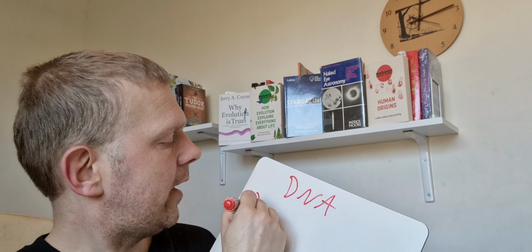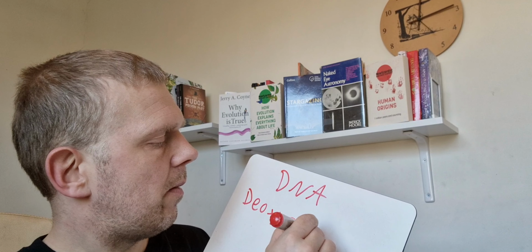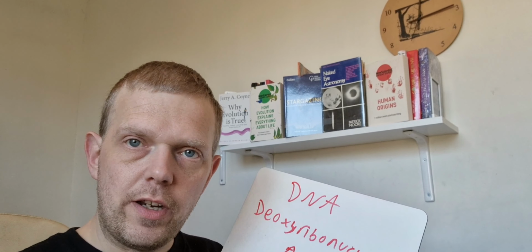Today I'm going to talk about something that the people who initially came up with the idea of evolution knew nothing about, and that is DNA. So what is DNA? DNA stands for deoxyribonucleic acid, and it's a molecule that contains an organism's genetic information that is responsible for its development.